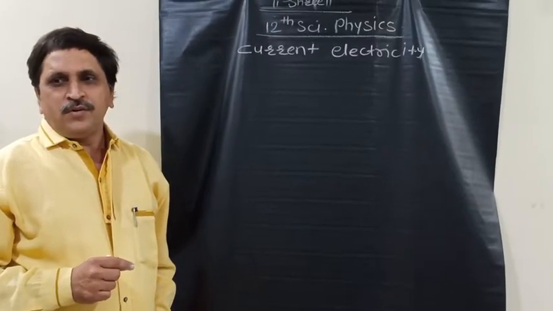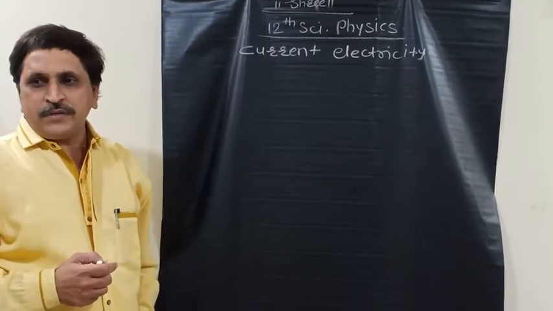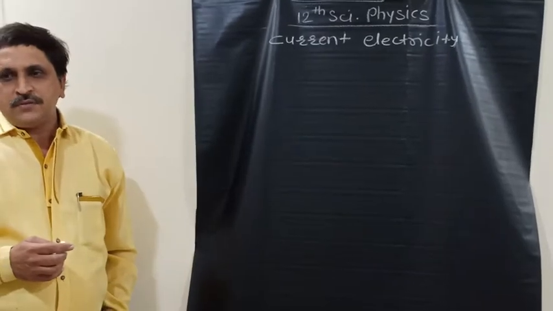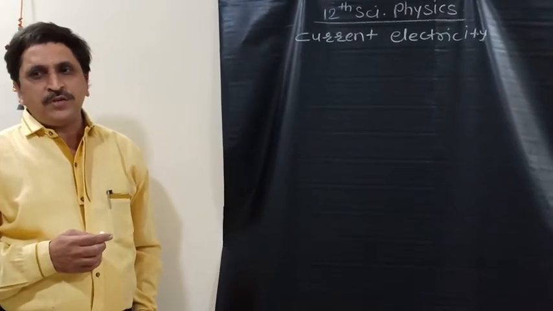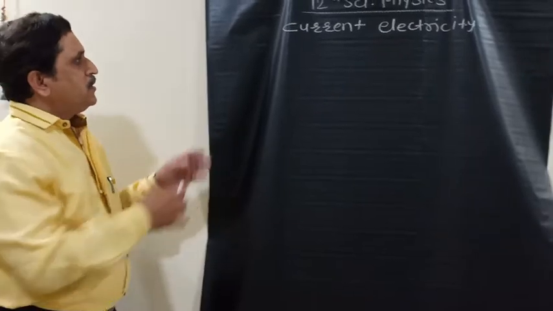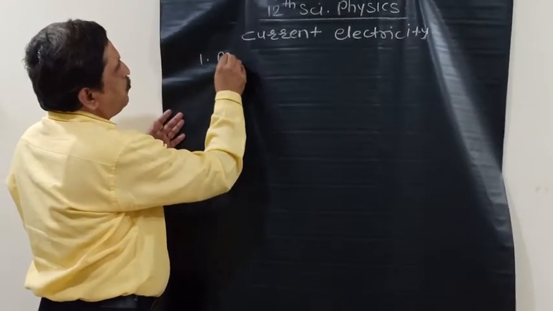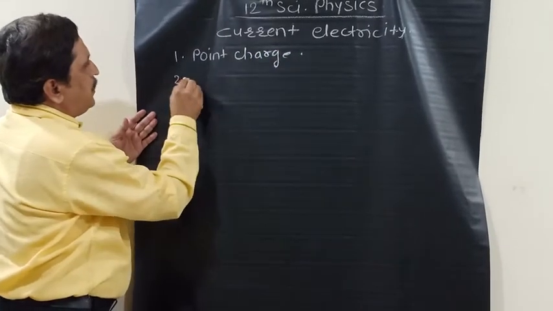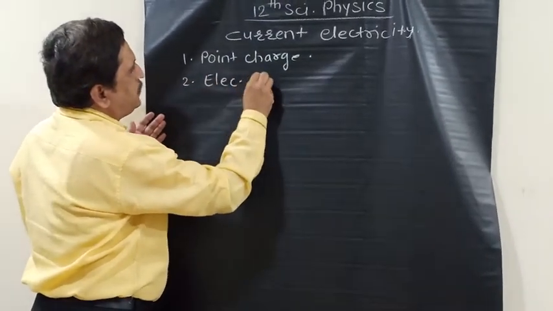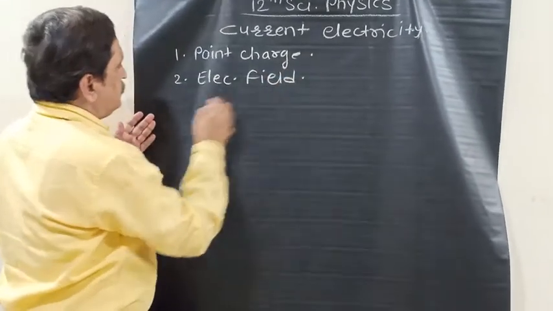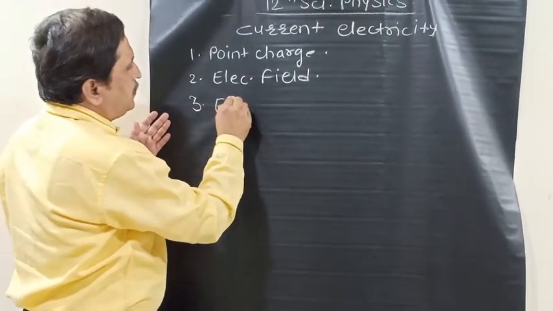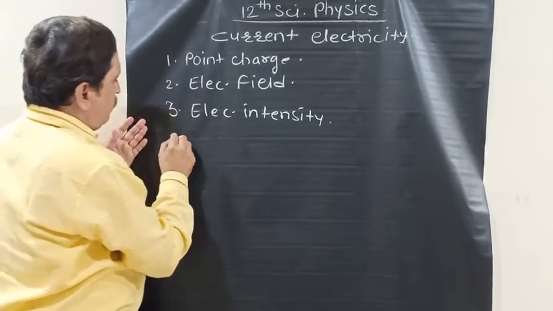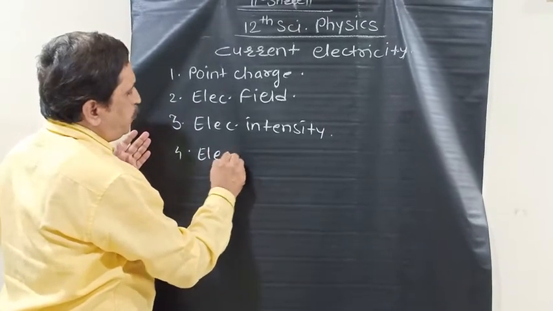Welcome students. Today we are going to start our new chapter of 12th science, current electricity. Before starting this chapter, we should know some basic terms related to this chapter. Which are these terms? We will see one by one. First one, point charge. Second one, electric field. Third one, electric intensity. Fourth one, electric potential.